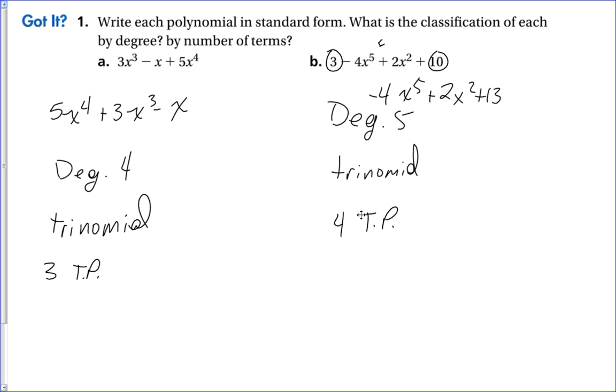All right. So like I said, classifying polynomials, not that difficult. Make sure in cases like this, though, you simplify them down. Like in this case, adding the 3 to the 10, just simplify them down. So that way, now we only have 3 terms, which makes it a trinomial.